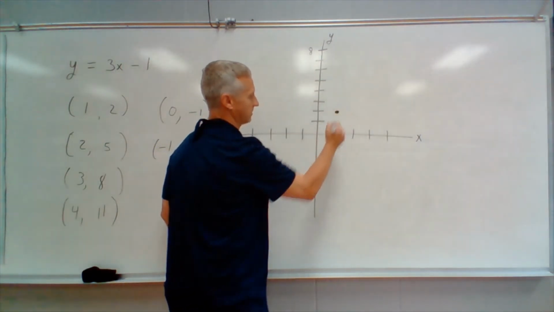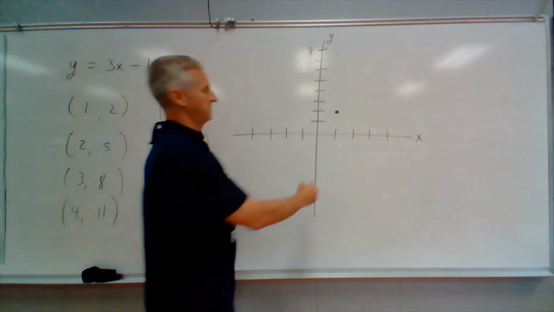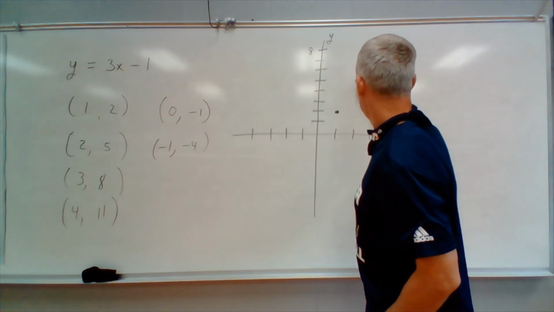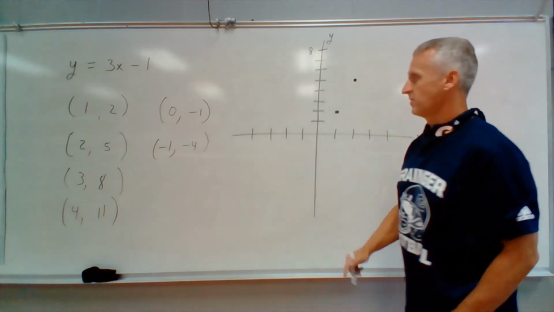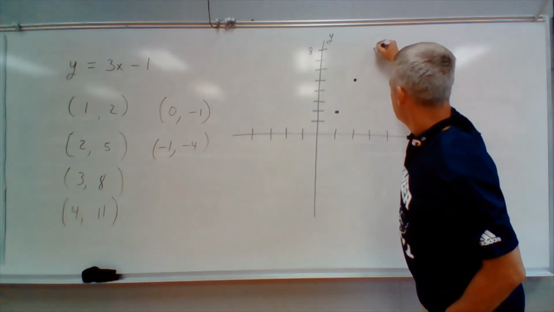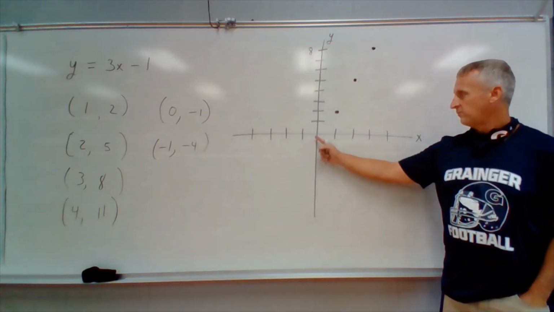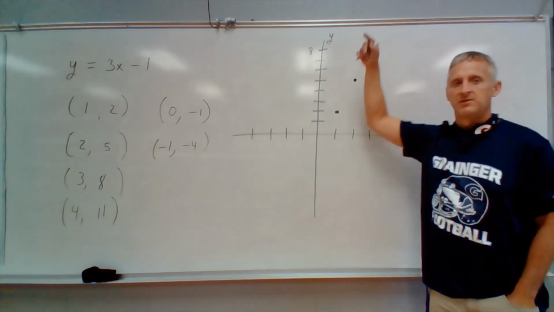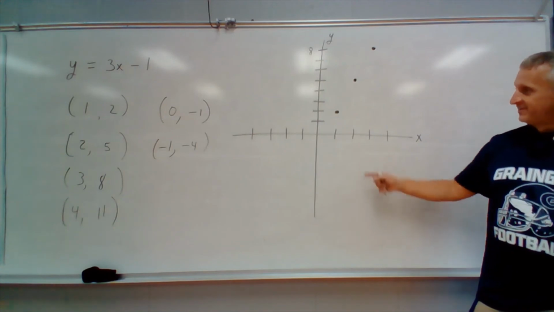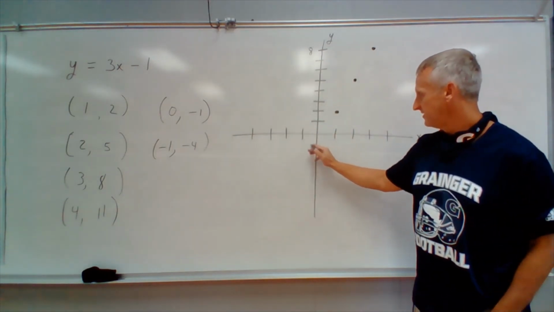5 is there. I've got 3, 8. 3, 8. There. I've got 4, 11. And that won't fit on my drawing here. I didn't plan that out well enough. All right, I've got 0, negative 1. That would go here. And I've got negative 1, negative 4. That would go about right there.